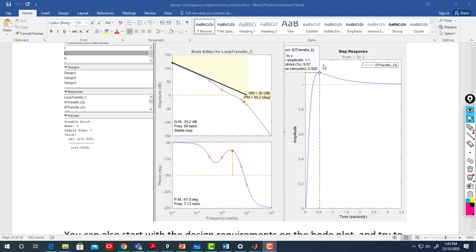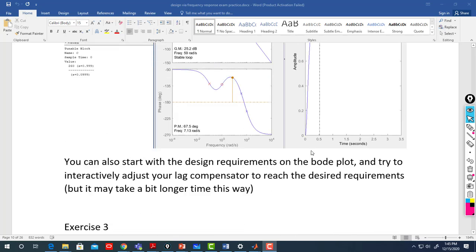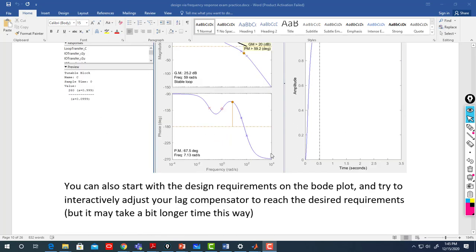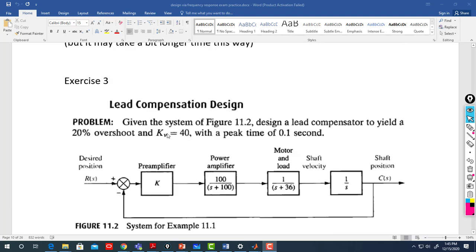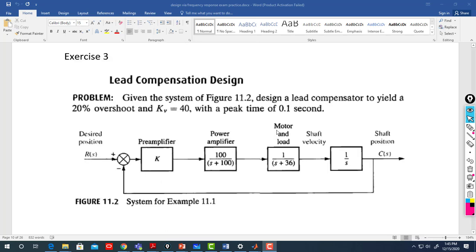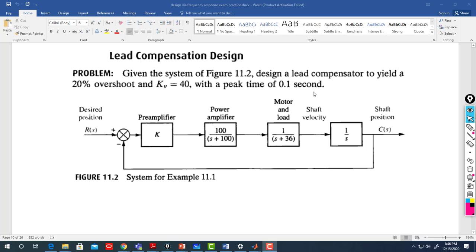Here we had a peak time of 0.52 and only an overshoot of 9.5. So now it's okay to have overshoot, kV not so high, so steady state error not so low, but with a peak time we want a faster system. Even if they don't ask us to design a lead compensator, we can predict it should be a lead compensator, equivalent to a PD controller. Okay, we'll design a lead compensator.